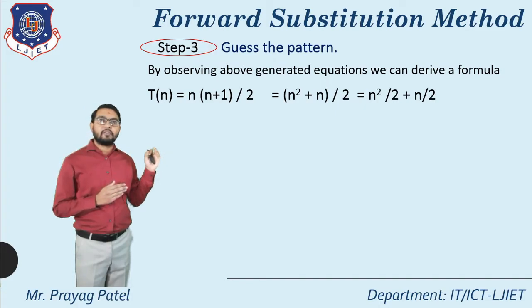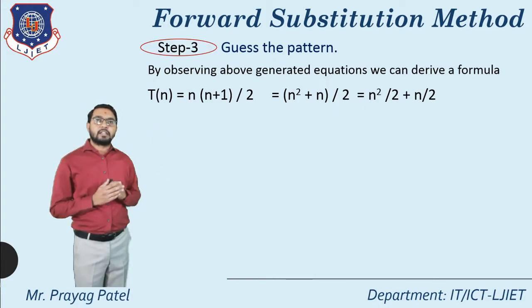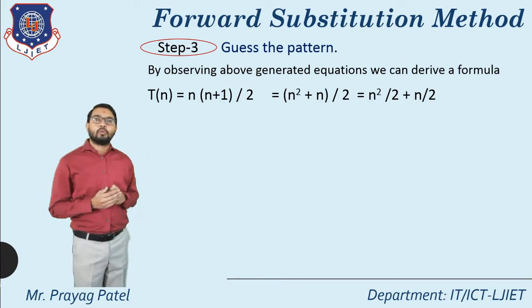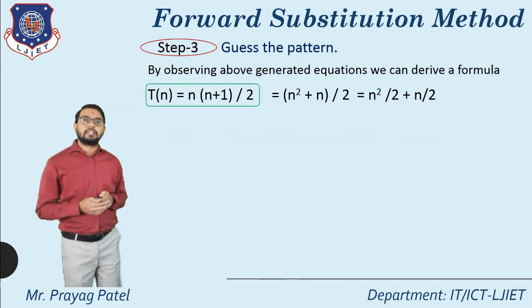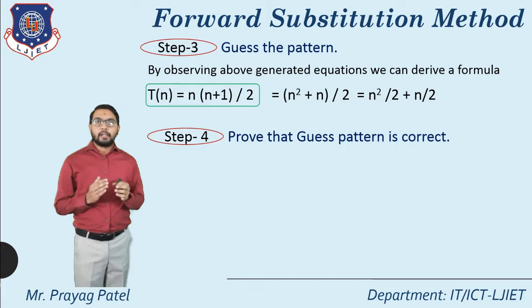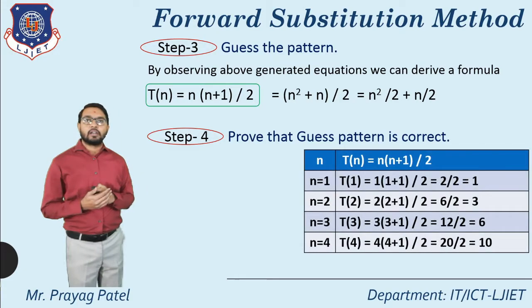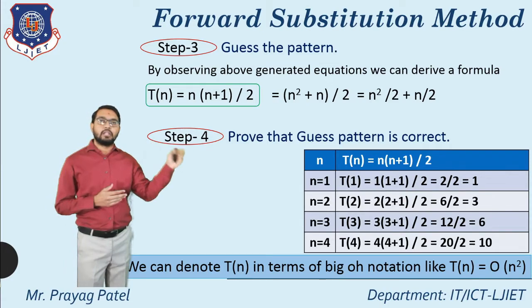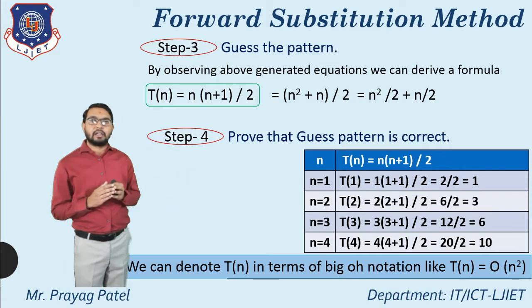So n times (n plus 1) divided by 2. Solving this recurrence relation, we get (n square plus n) divided by 2. So n square by 2 plus n by 2. From this we consider the complexity as n square. Now step number 4: prove that the guess pattern is correct. So here consider the table, and according to this table we can prove that the guess pattern is correct.